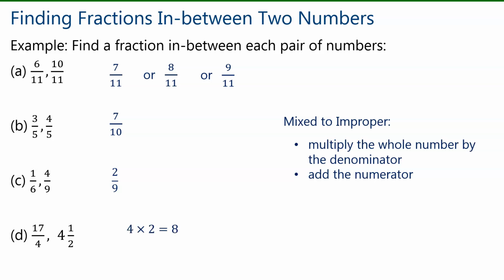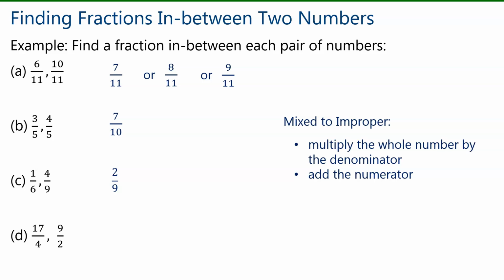So in our case, we have 4, the whole number, and 2 is the denominator. 4 times 2 is 8. And if I add on the numerator to that, which is just 1, I get 9. So we write 4½ to be 9 over 2.